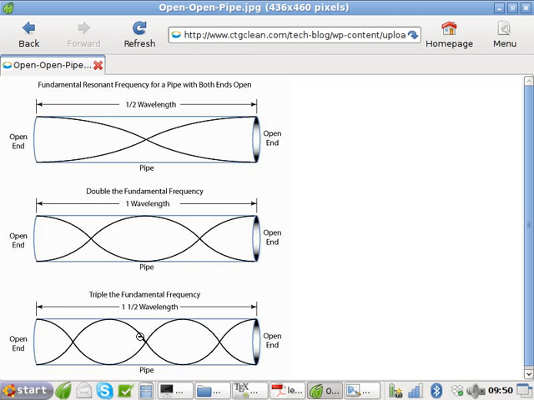How many waves do I have in this one? I think it's 1.5. So we go top, bottom, top, and then top to bottom. So it's 1.5. So that's 3/2. So here the wavelength is 2/3 D.